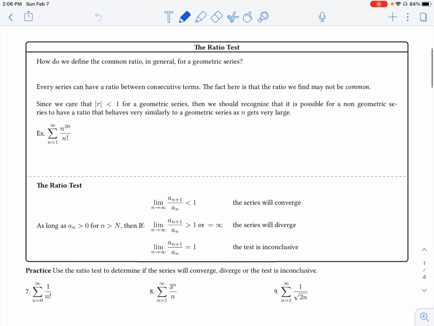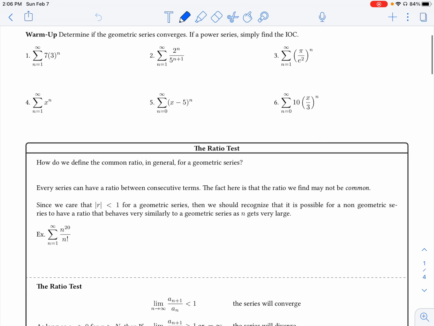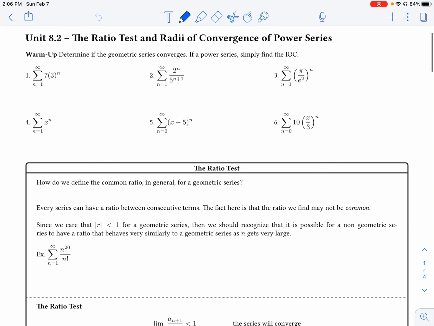Before we do this lesson, I want to make sure that you have done this warm-up above. And if you haven't done it just yet, I encourage you to pause the video right now and work through these warm-up problems, because I think it's a good review for geometric series and intervals of convergence, which is going to lead into what we're discussing today.